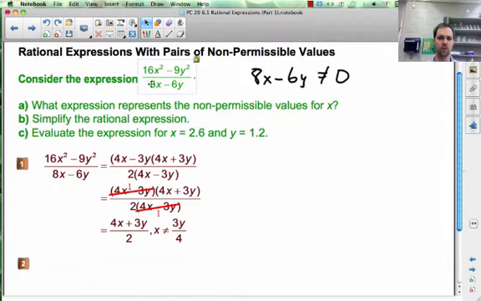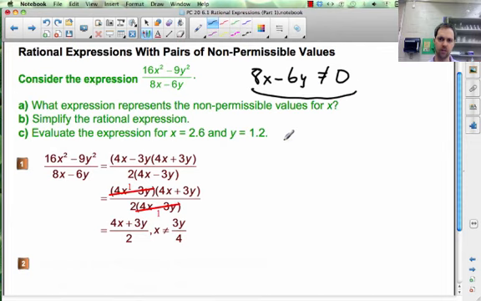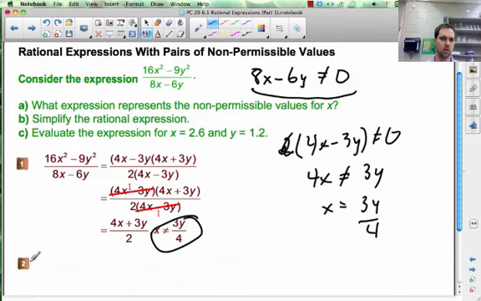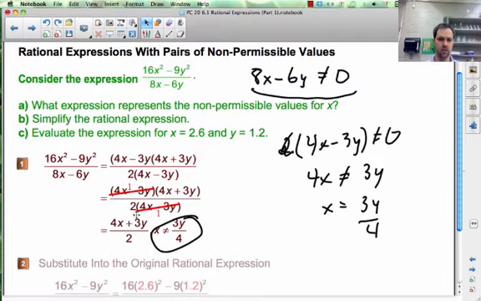And that comes from this expression, so we're only worried about the denominator for the non-permissible values. So you factor out a 2 and you get 4x minus 3y cannot equal 0. The 2 disappears because it's just 0 divided by 2. 4x cannot equal positive 3y, and x cannot equal 3y divided by 4. And that's where this comes from. Okay. The next part, simplify the rational expression.